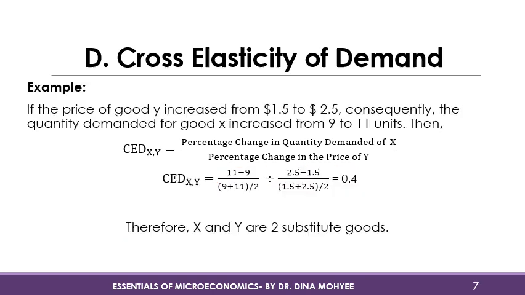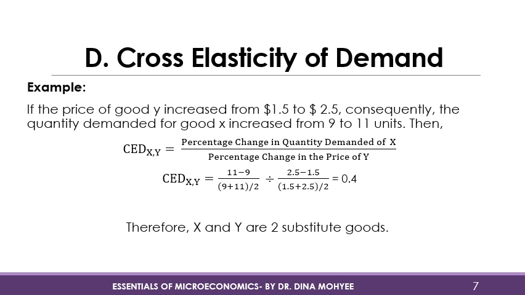For example, if the price of good Y increased from $1.5 to $2.5, consequently, the quantity demanded for good X increased from 9 to 11 units. Then the cross elasticity of demand for good X with respect to the price of Y is equal to the percentage change in the quantity demanded of good X divided by the percentage change in the price of Y.